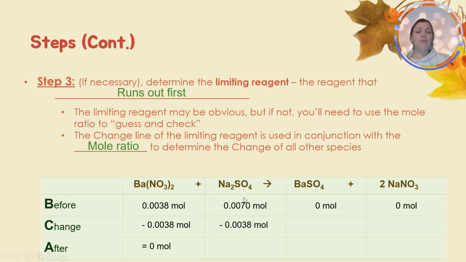If we did not have enough sodium sulfate to react with all of the barium nitrate, then at this point we would say, well, this is not the limiting reagent, and then we go choose this as the limiting reagent, but this is. So we have more than enough.